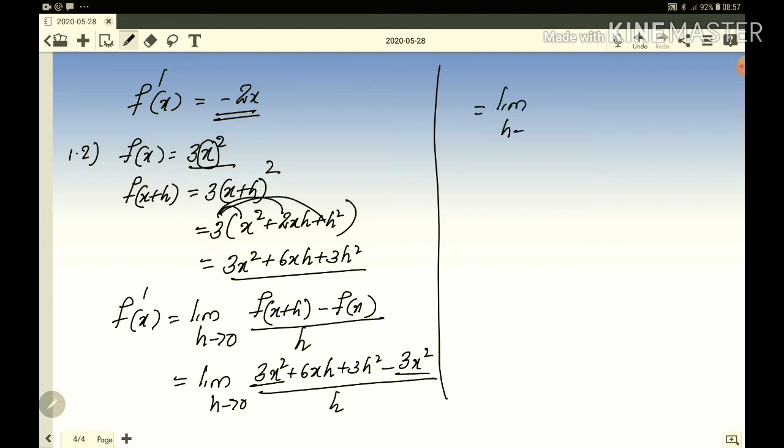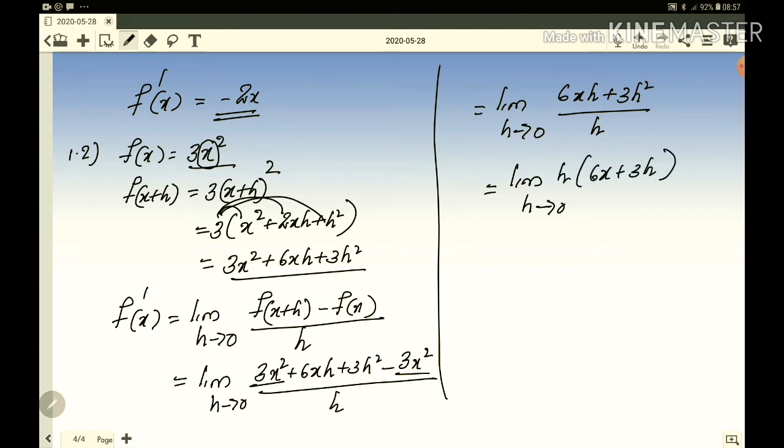Limit h tends to 0, 6xh plus 3h square divided by h. Now we can see h is common, that is limit h tends to 0, take h outside, 6x plus 3h, because h square, one h goes with this h and this h, leaving one h there with the 3, right? Divided by h. Up until that time, don't apply limit. You have to wait until the time where you can see that h is cancelling from the denominator.